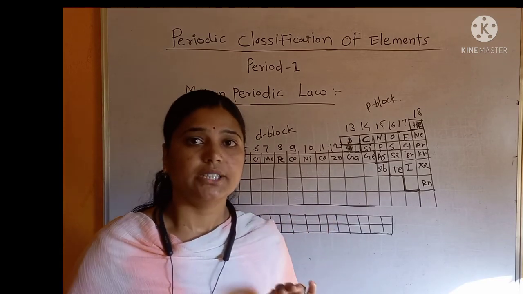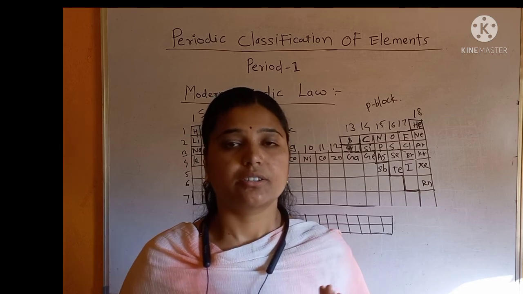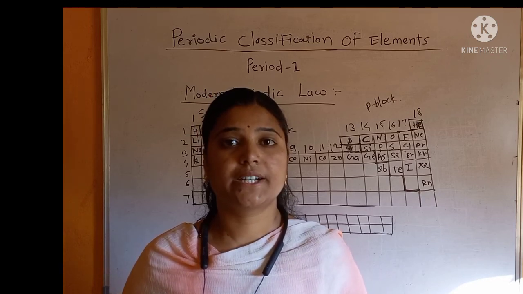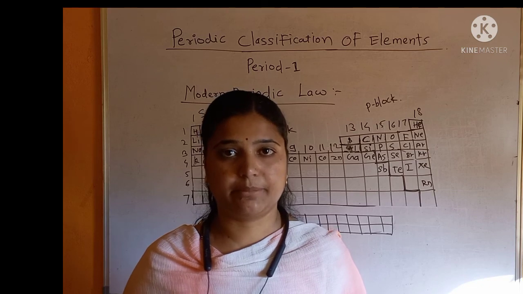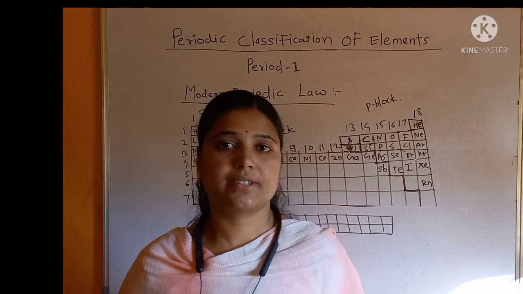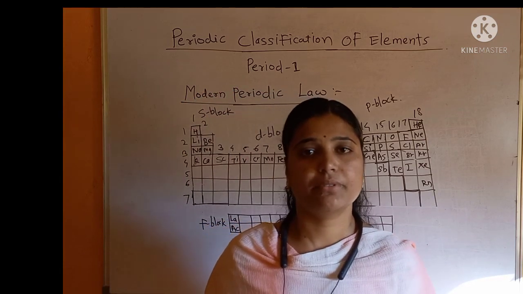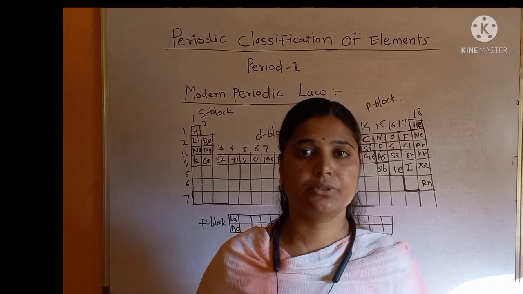Okay, so in today's lecture we stop here. In the next lecture we will learn about the electronic configuration of different elements in the periodic table. We know that basically 118 elements are present in the periodic table. Every element shows a different electronic configuration. So we will see this topic in the next lecture. So today we stop here.